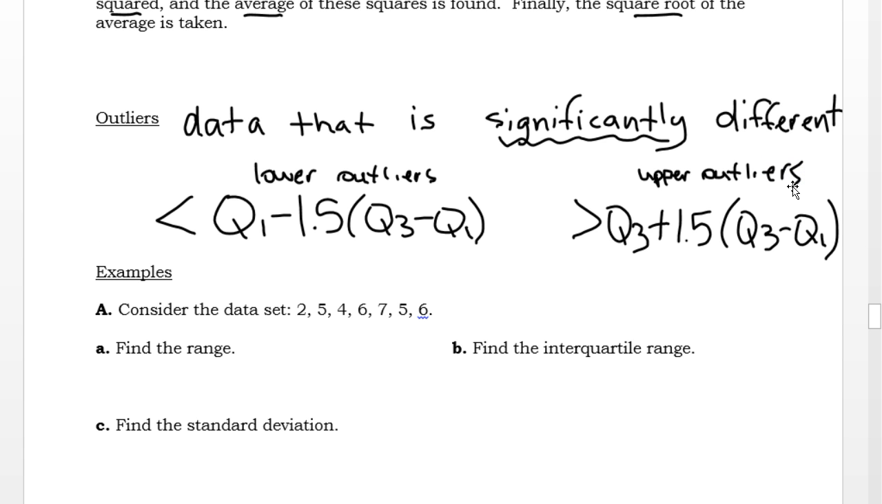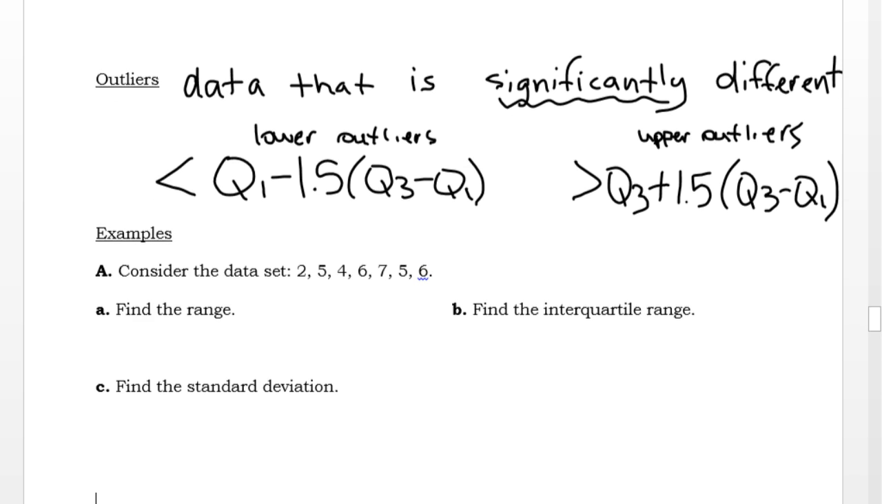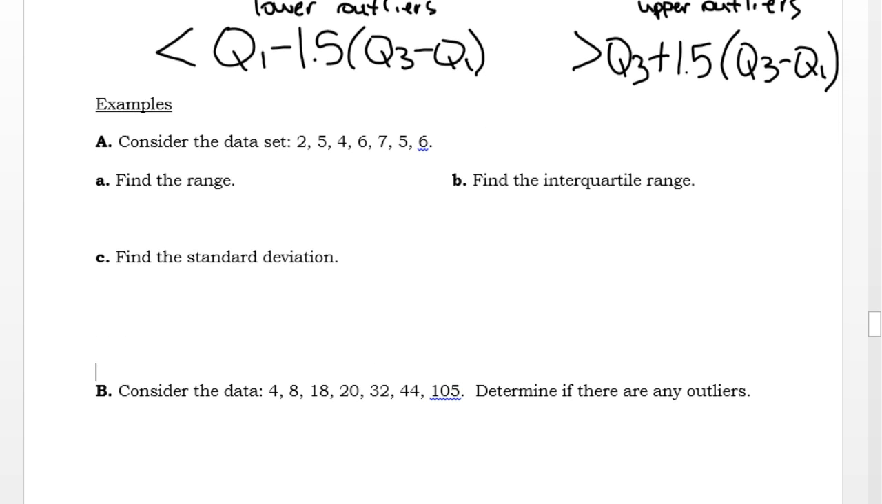So the first example says, consider the data set 2, 5, 4, 6, 7, 5, 6. Find the range. Range is maximum minus minimum. So my maximum value is 7. My minimum value is 2. So the range here is 5.